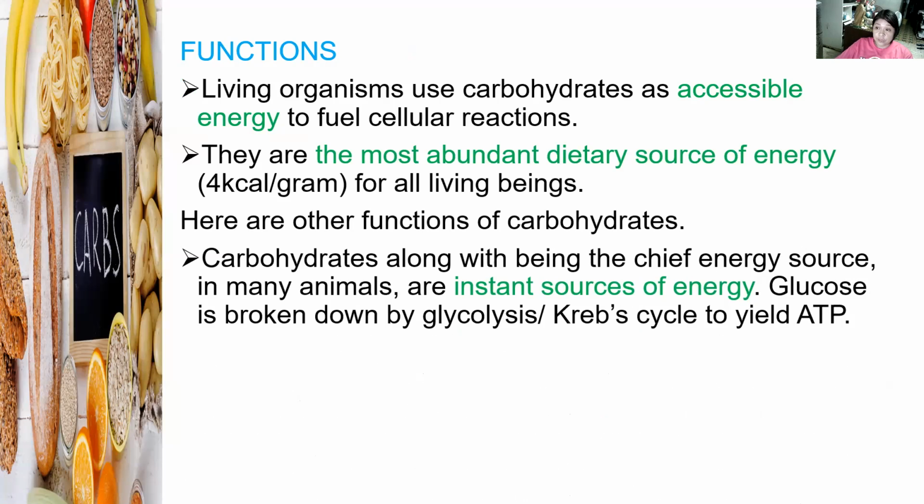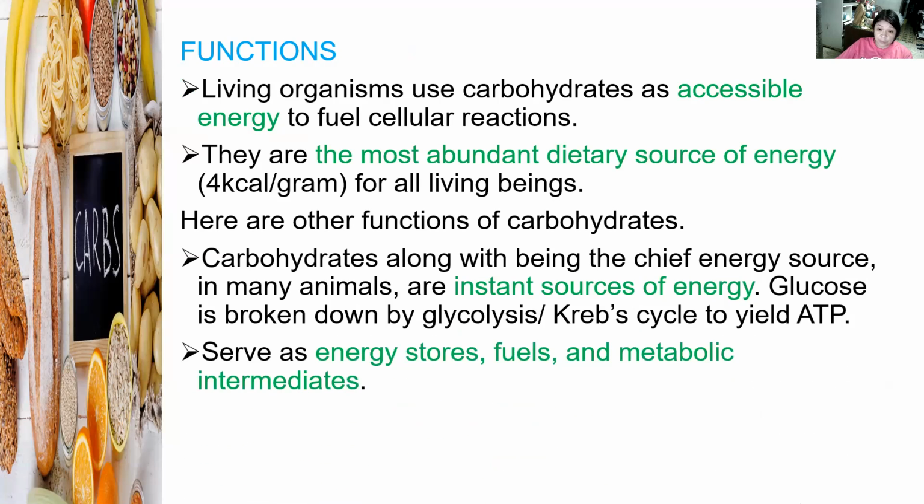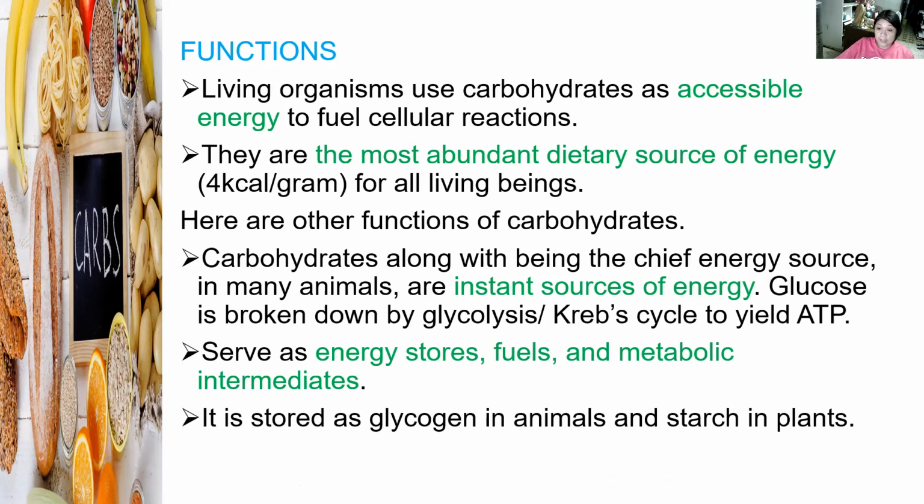Carbohydrates, along with being the chief energy source in many animals, are instant sources of energy. Glucose is broken down by glycolysis or Krebs cycle to yield ATP or adenosine triphosphate. They serve as energy stores, fuels, and metabolic intermediates. It is stored as glycogen in animals and starch in plants.